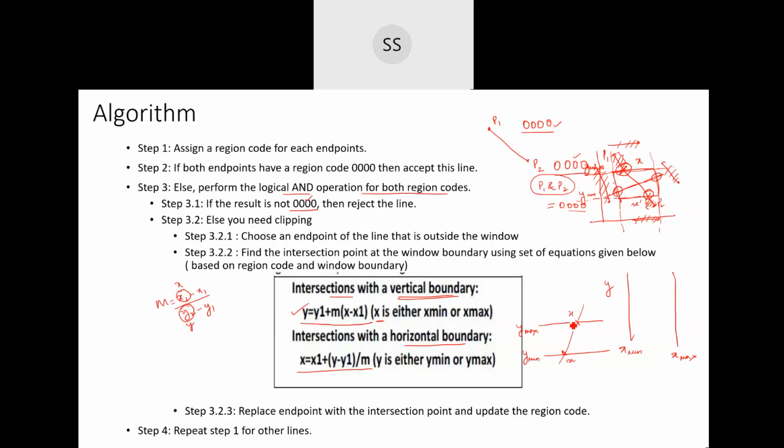For a vertical boundary, the value of x can be either x min or x max, right? And when you're trying to find the value of x for your horizontal boundary, the value of your y can be y min or y max. You try to find the intersection point and then you repeat the whole step until you get the area which is within the window. So we will see an example to understand how exactly this works.